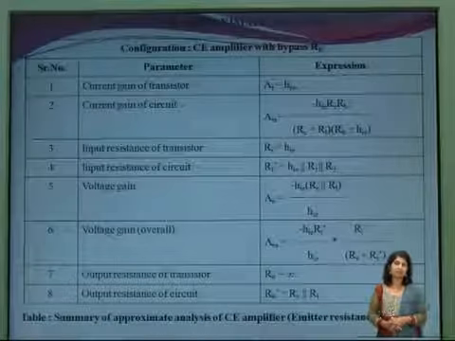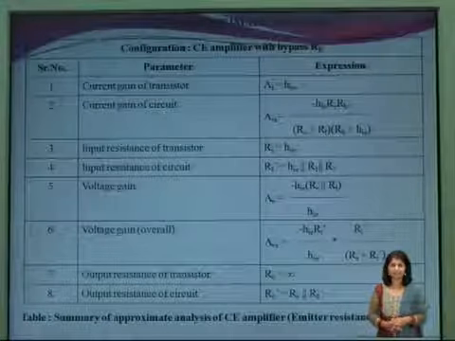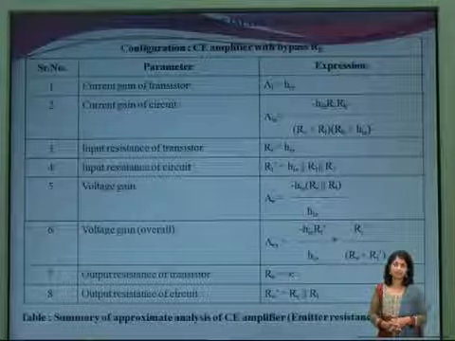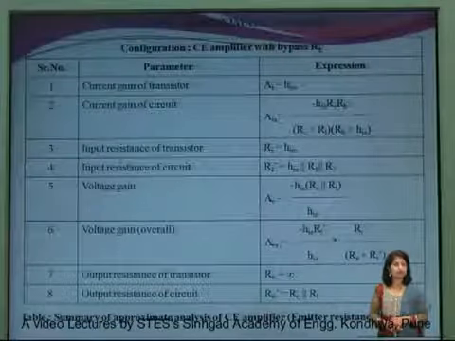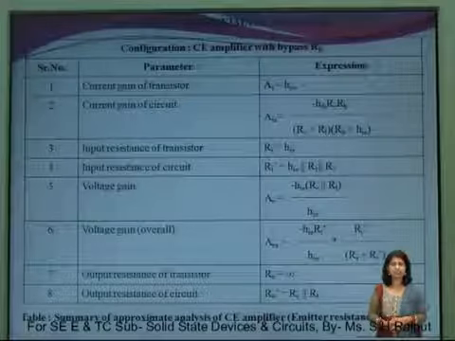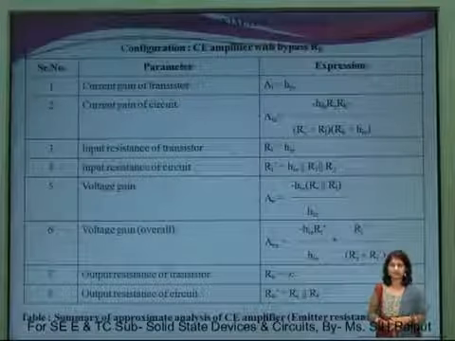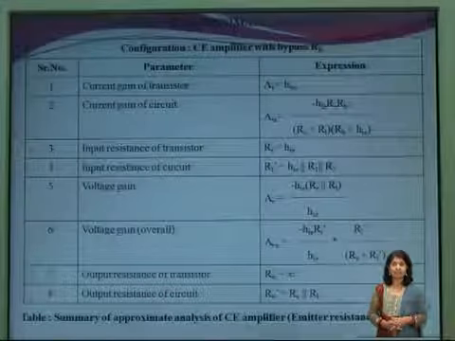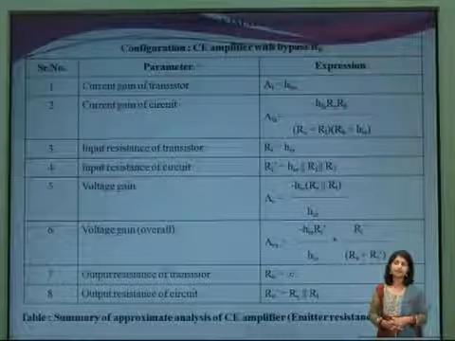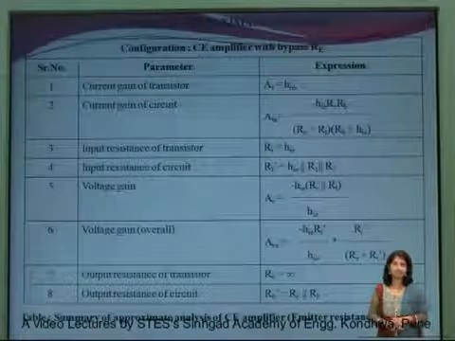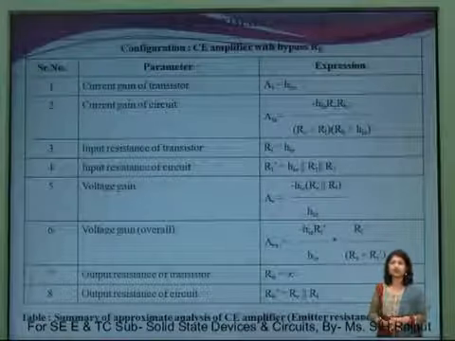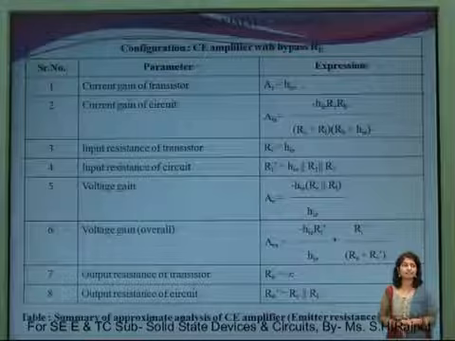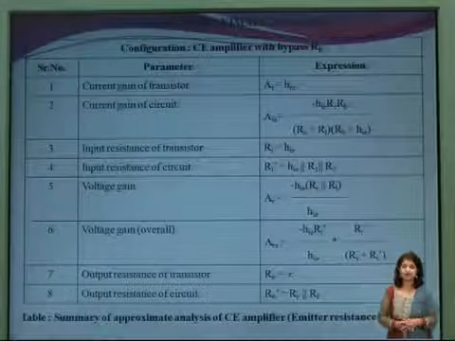The seventh parameter is the output resistance of the transistor, given by R0 equal to infinity. The last parameter is the output resistance of the circuit, given by Ro dash is equal to Rc in parallel with Ri.